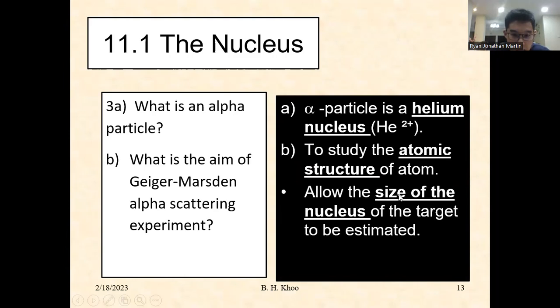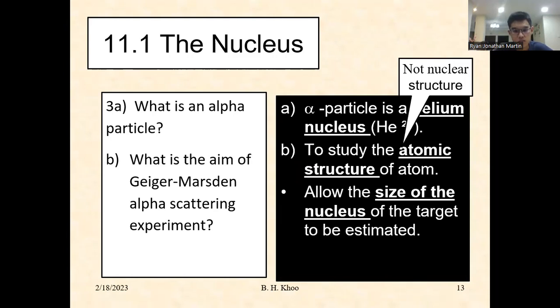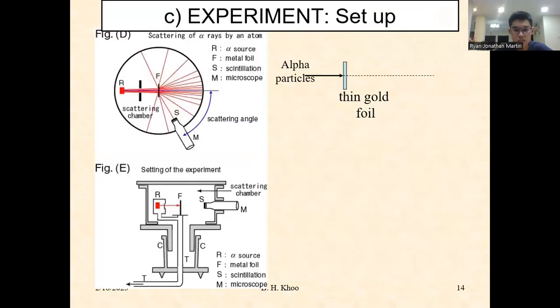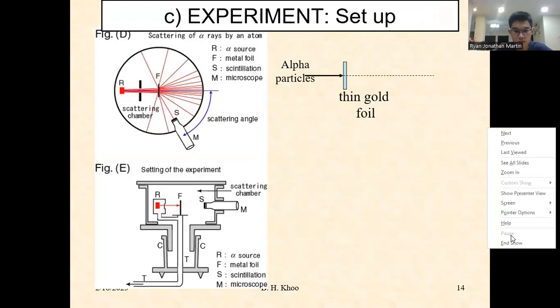It also allows the size of the nucleus of the target to be estimated. Remember, it is not nuclear structure. We don't know anything about the nucleus. We only want the atom. How is the atom built up? Not nuclear structure. Examiners will want to catch you sometimes. It tells us nothing about the nucleus. It just tells us that the nucleus is positively charged. It doesn't tell us that the nucleus has neutrons and protons. Okay, we won't bother about all these.